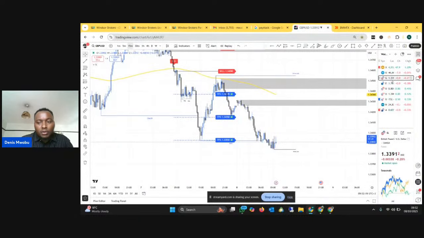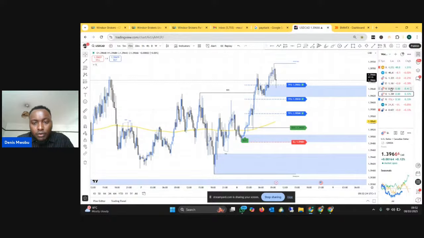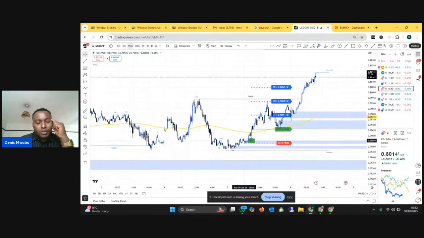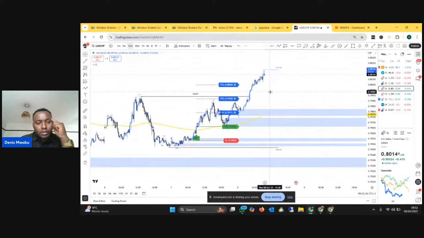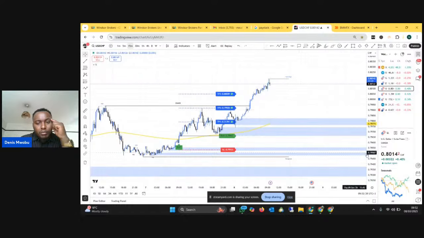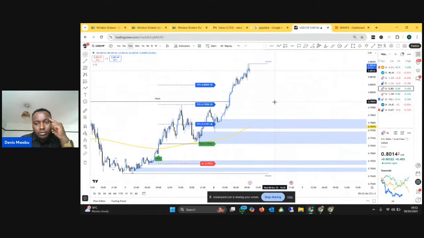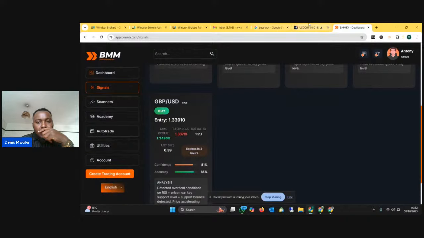So let's see on USD CHF. What do we have on USD CHF? Buy. This buy was from yesterday, from this particular area. You are able to see it has pushed all the way on the buys. So that one is already moving. So you're only remaining with GBP USD.